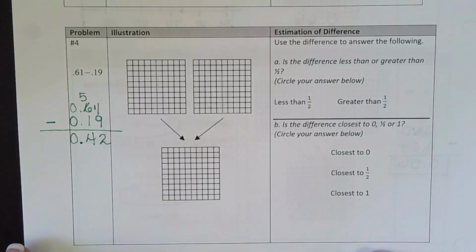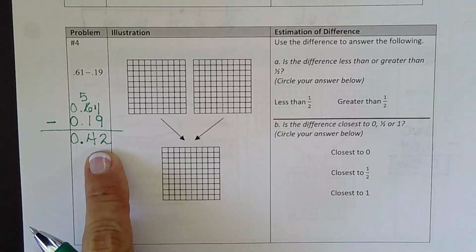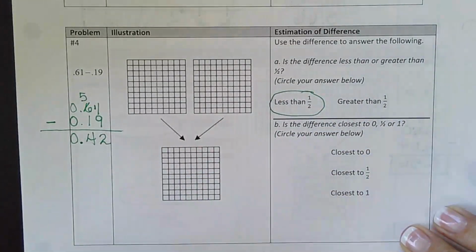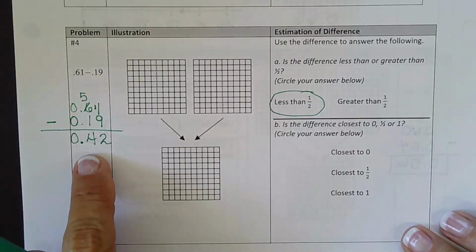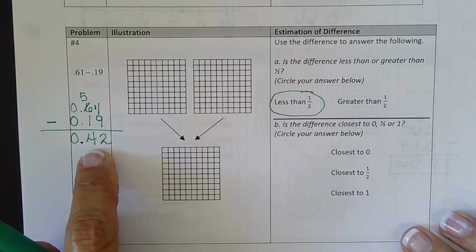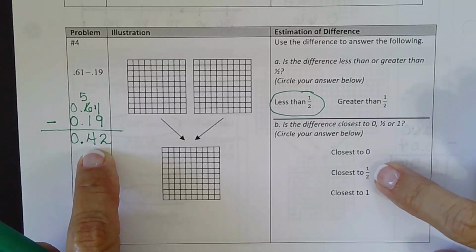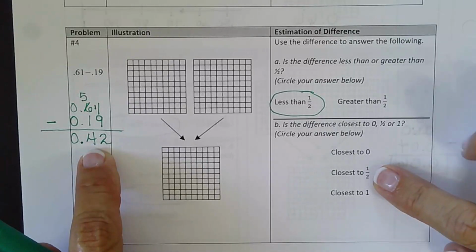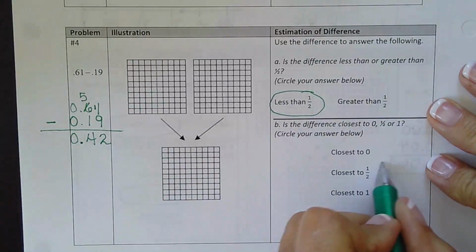So 0.50 or 50 is a half. 42 is smaller than 50, so this one is less than 1/2. But it's only 8 units from 50. So again, it's closer to 50 or half than it is to 0. It's 42 units away from 0. It's only 8 units away from a half. So again, this one is closer to a half.